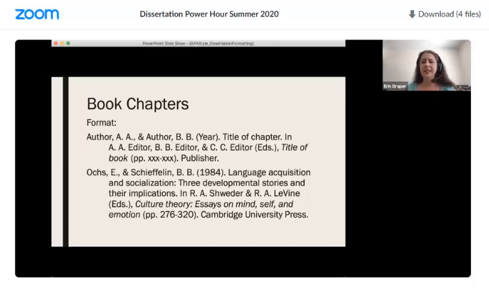Again, when you're doing these, go and grab yourself a model, whether it is this slide or the example on APA Style's website, or the manual itself if you have it physically in front of you, and then kind of copy through it.